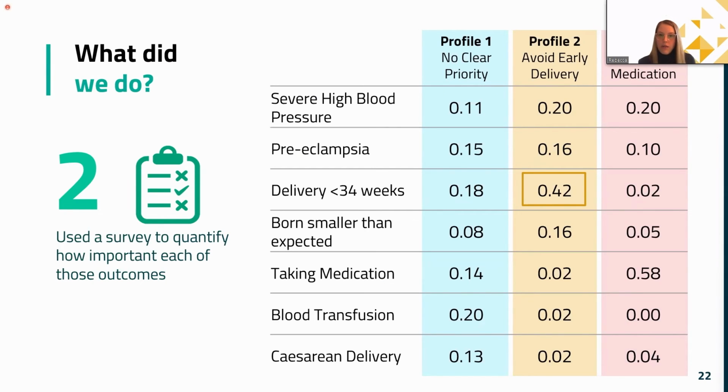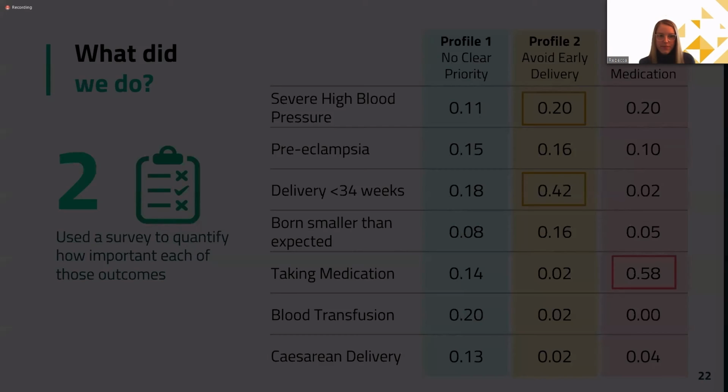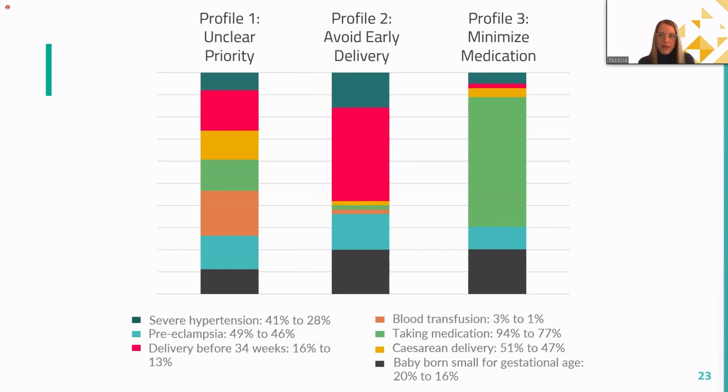So in profile 1, no clear priority, it's all sort of the same. In profile 2, we can see that most of the weight is looking at avoiding early delivery and severe high blood pressure. And in profile 3, it's really focused on avoiding taking medication. And this is just showing the same thing in a different version.